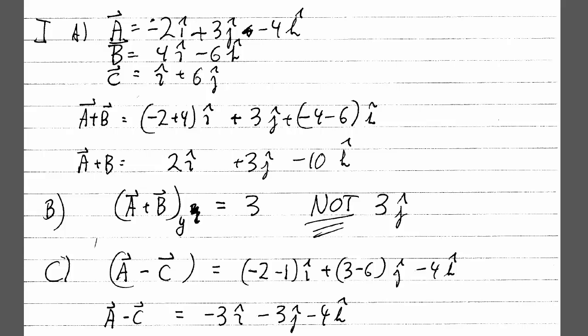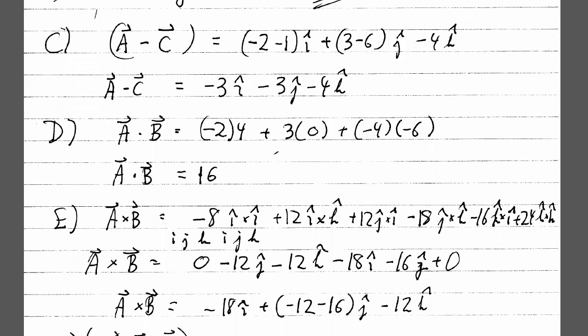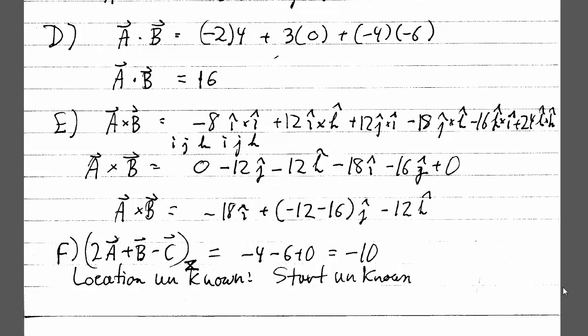Let's advance to look at the other manipulations you were asked to do. You were asked to do the dot product. You obtain the dot product by multiplying together the components. The x components of the 2 vectors are minus 2 and 4. The y components are 3 and 0. And the z components are minus 4 and minus 6. Total all of the numbers up here, and you get minus 8 plus 0 plus 24 is 16.